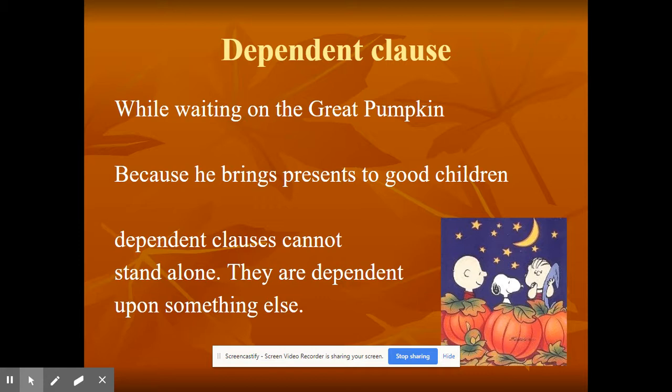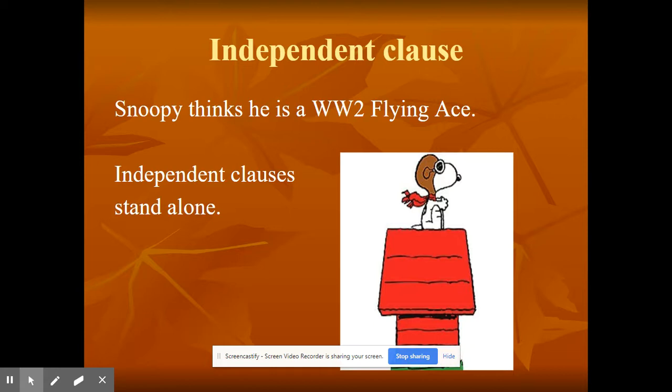So a dependent clause is just a sentence that is not complete. It cannot stand on its own. On the other hand, you have an independent clause, and an independent clause may stand alone. So it is a complete thought. So, for example, it says, "Snoopy thinks he is a World War II flying ace." So we have our subject, Snoopy, and then he thinks he's a World War II flying ace.